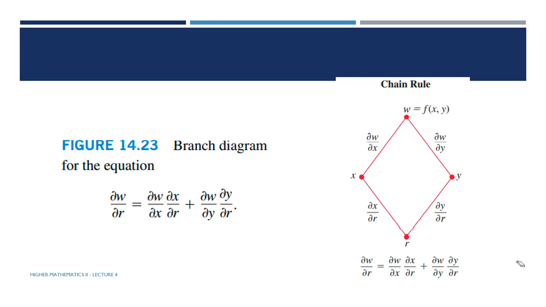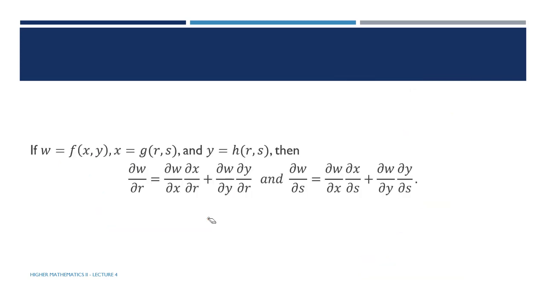In this branch diagram for the equation, the partial derivative of w with respect to r is shown, and it's shown here how to calculate it. We have x and y, but in this case we don't have the third intermediate variable, which is z. If w equals f of x, y, which is a double variable function, x equals g of r and s, and y equals h of r and s, we can use these two formulas together one by one, because we don't have a third intermediate variable z.